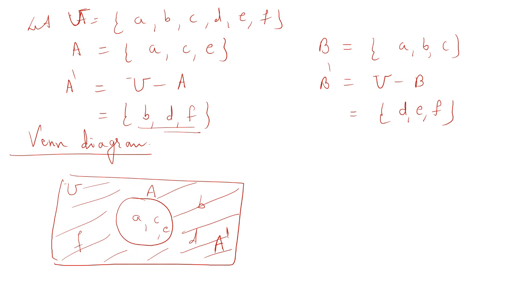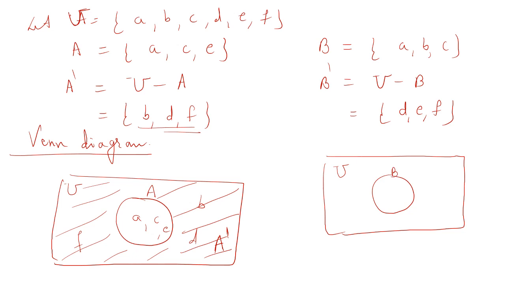Okay, for B, if you consider this is the universal set, B is the set. What are the elements in B? A, B, C. Here D, E, F. Now what is the answer? D, E, F. So this is the answer. The shaded region is the B complement. You can write B complement in the shaded region somewhere.